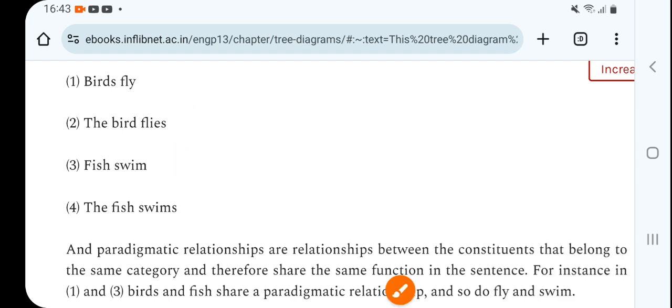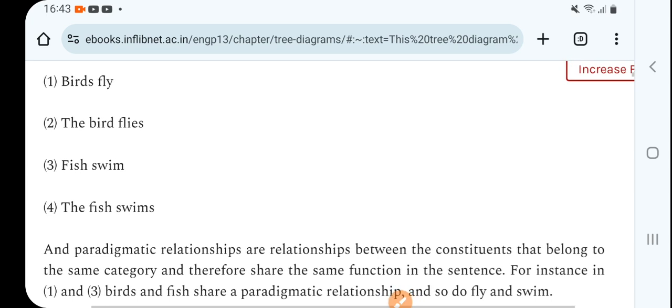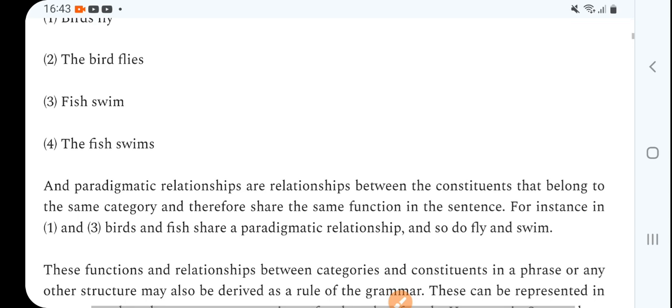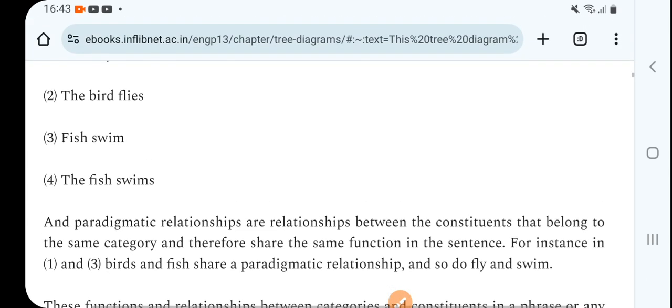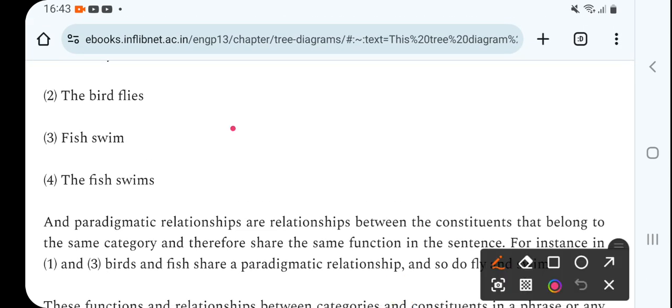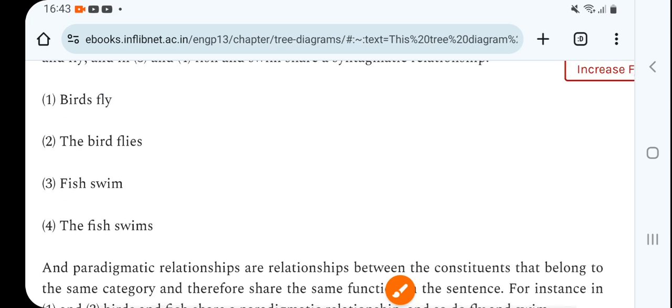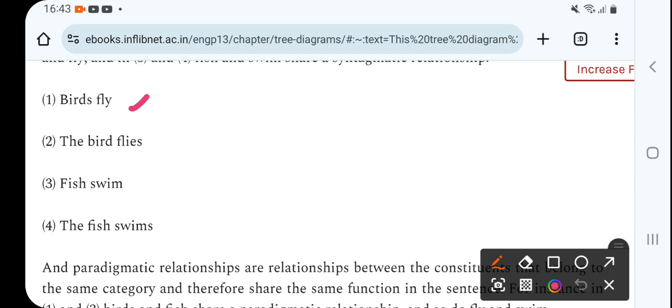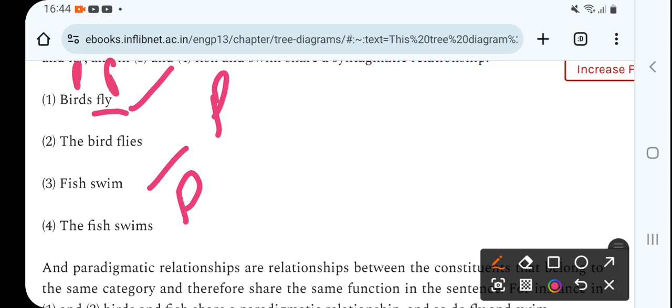Sorry, I'm very sorry. Paradigmatic is the relationship between constituents that belong to the same category and therefore share the same function in the sentence. For instance, the first and third are paradigmatic, because here there is no s. That is a plural subject and a plural verb.